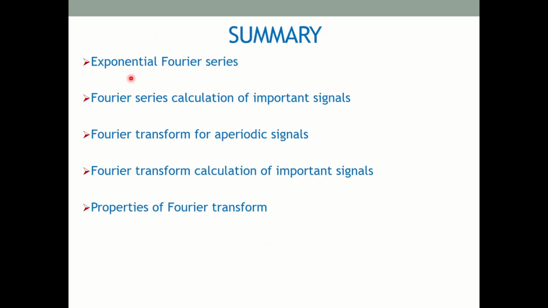So in summary, we have seen the exponential Fourier series. We have discussed Fourier series calculation of some important signals. Then we discussed the Fourier transform of aperiodic signals, and we discussed the Fourier transform of some important signals. And then we discussed the properties of the Fourier transform.